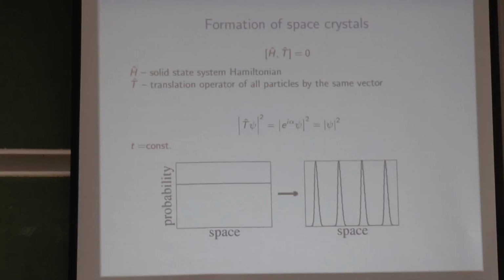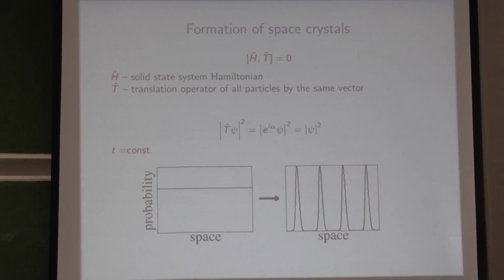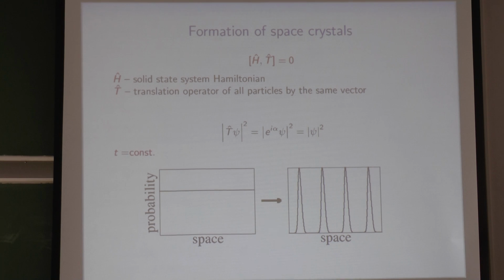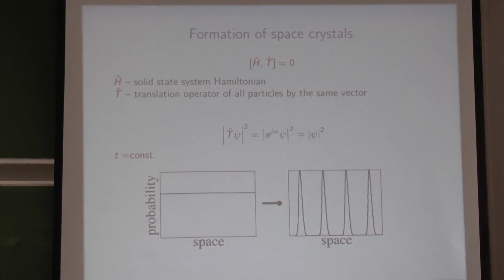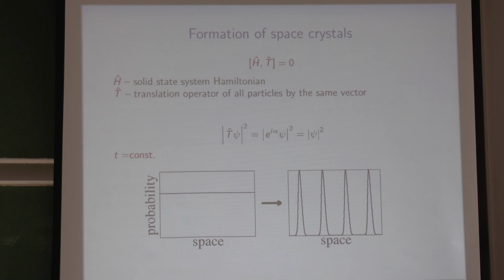Let me start with something which we all know quite well: space crystals and their formation. If we have a solid state Hamiltonian, it is invariant under translation of all particles by the same vector. That means that the system eigenstates must also be eigenstates of the corresponding space translational operator. From that we can easily conclude that if we prepare the solid state system in the ground state, or in any eigenstate, and calculate the single particle probability density, so the probability to measure a single electron or a single nucleus, such a probability has to be constant in space.